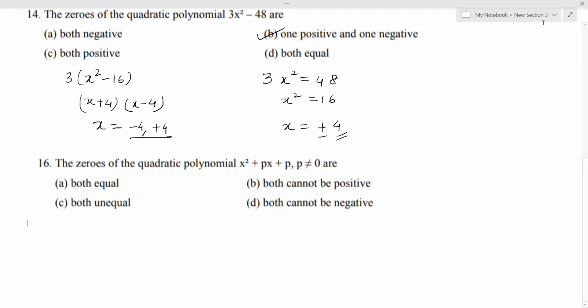So here the answer you have mentioned as C option. Okay. Sir, this is a multi-option question. Multi-option, yeah, I think. So zeros of quadratic polynomial are. So zeros means you have to find the value of what? X.